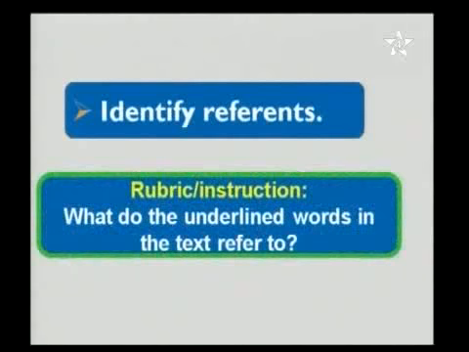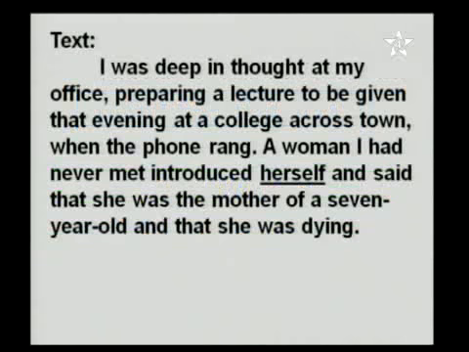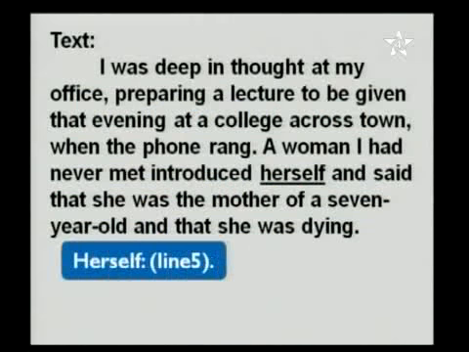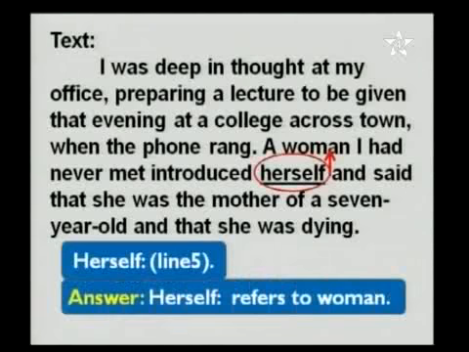Now, one other kind of exercise: identify reference. The rubric we use is: what do the underlined words in the text refer to? Here is the text again. Look at the word herself. It's underlined. It's in line 5. So the question: what does the word herself refer to in the text? Answer: good. Herself refers to a woman. Here is the answer. Herself refers to woman.